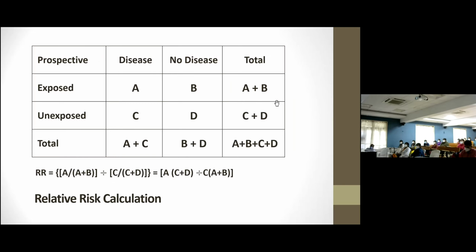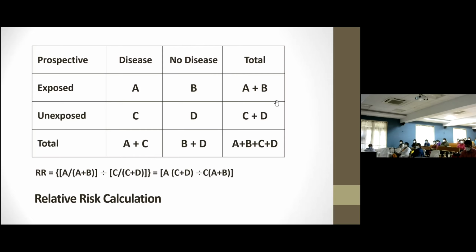When you go to a prospective design, here we start with exposed people, that is people with diabetes. A plus B people had diabetes. Out of them, A had fatty liver. Likewise, C plus D people had no diabetes. Out of them, C had fatty liver. So A plus C people in total had the disease. Out of the A plus B people who had the diabetes, A people only developed the disease. That A by A plus B is the incidence of fatty liver in the diabetics. C by C plus D will be the incidence of fatty liver in the non-diabetics. And a ratio of them is what is called the relative risk.